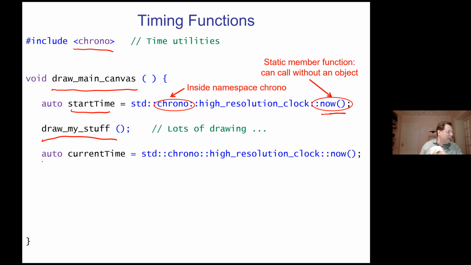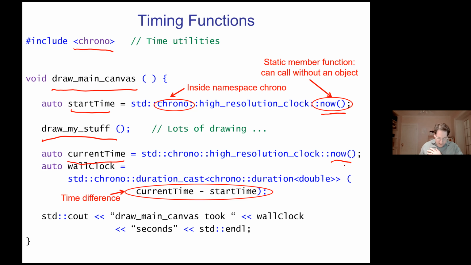This could do a lot of work. Once it's done, I've redrawn the screen, so I can get another time. I just call now again and say, tell me the time now. And I can subtract those two times. Then I have this funny bit of code, which is converting that object into an actual time in seconds that I can print. That's what this line is doing: subtract the two times, convert it to time in seconds, and print it out.